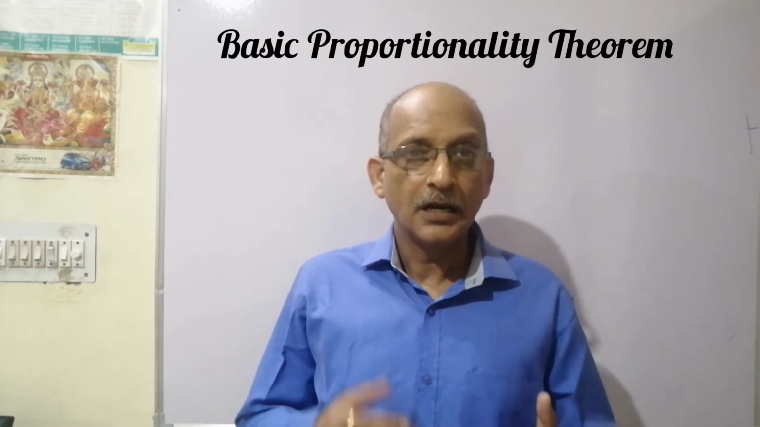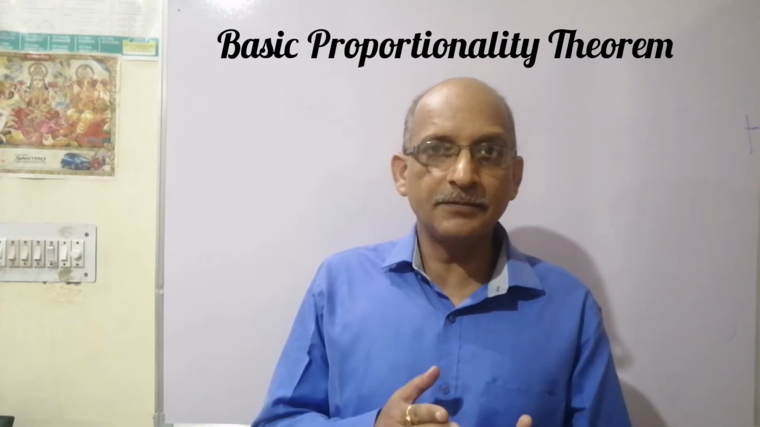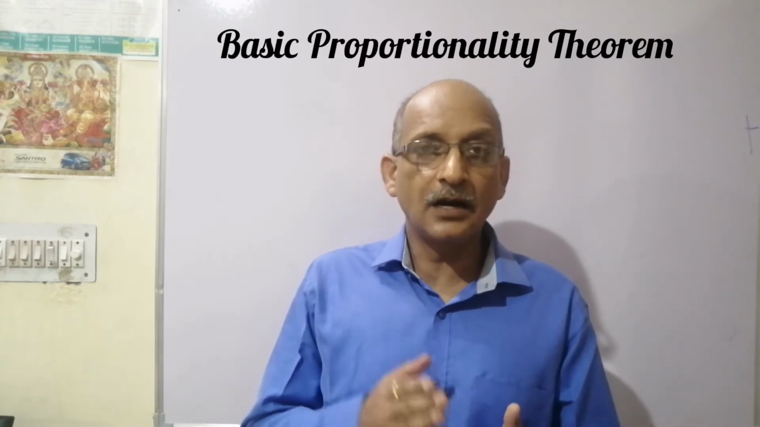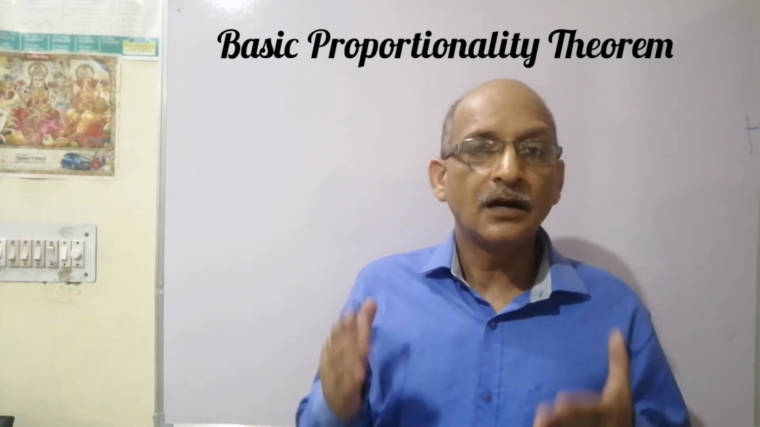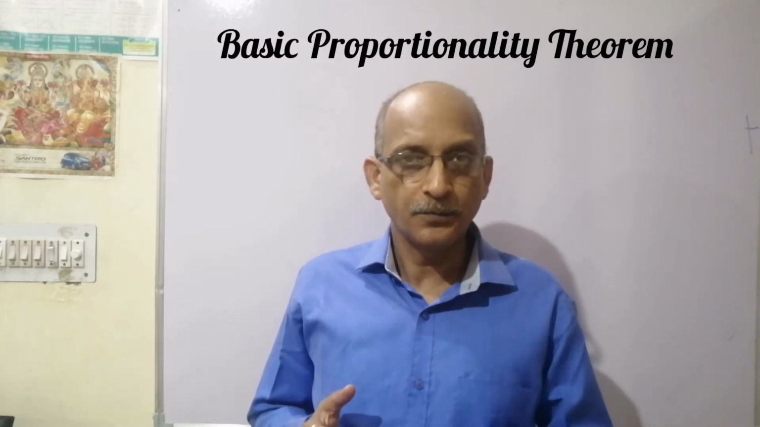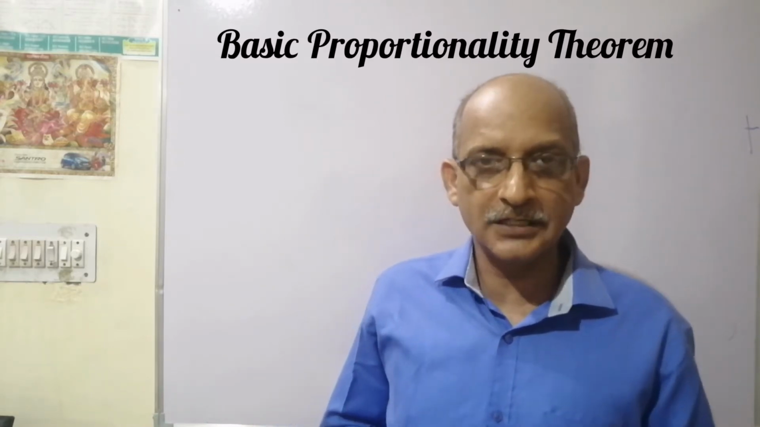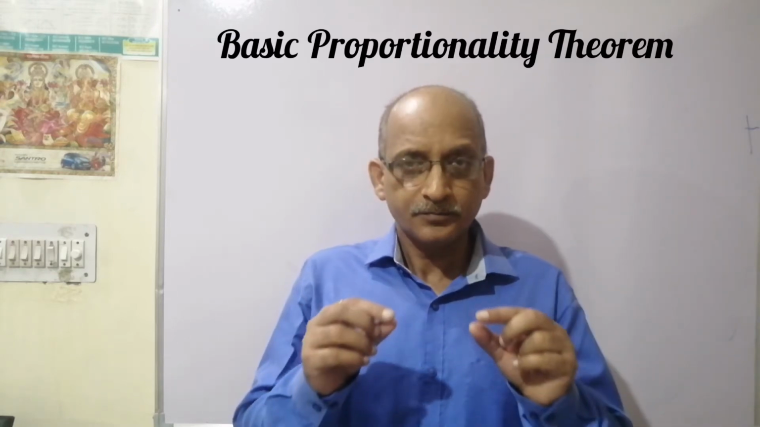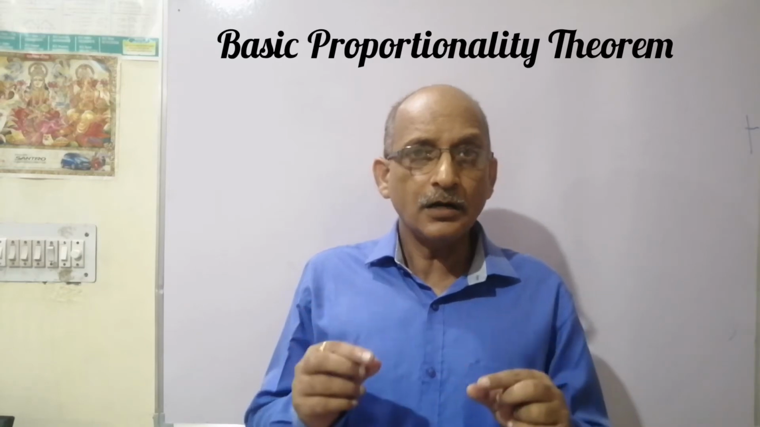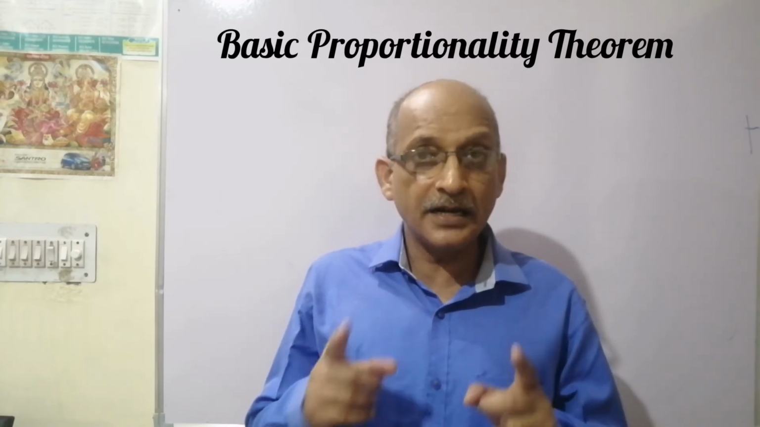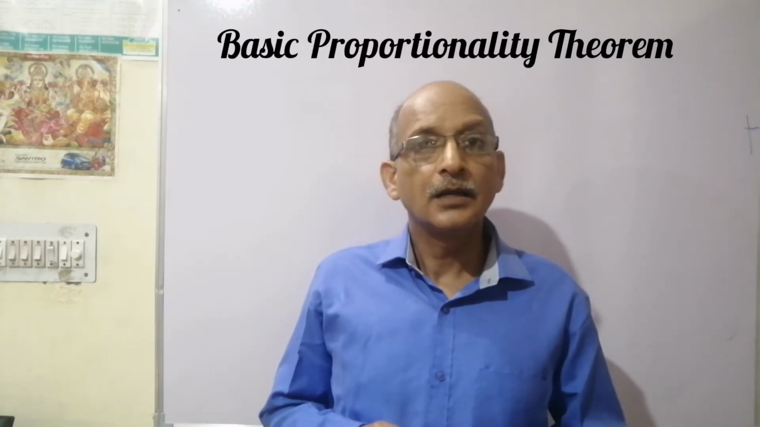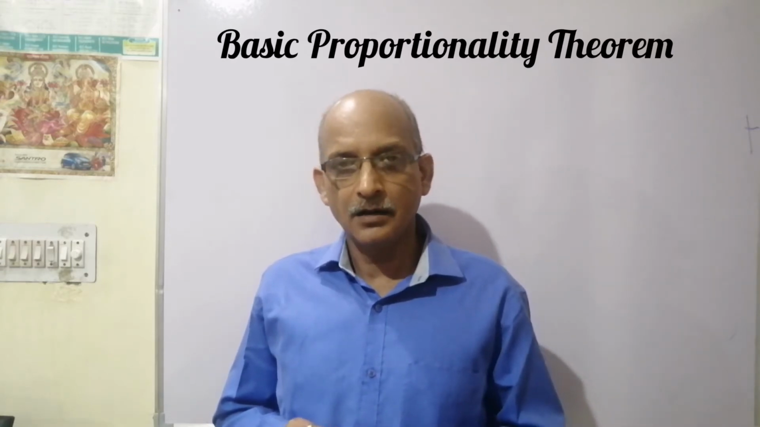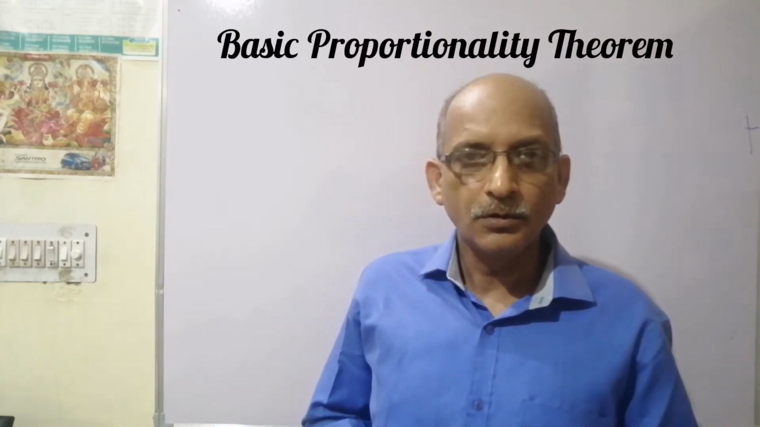Once again I am repeating, if a line is drawn parallel to one side of the triangle intersecting the other two sides at distinct points, then it divides the other two sides in the same ratio. Sometimes they say in the form of a question: in a triangle ABC, a line DE is drawn to intersect sides AB and AC respectively, then prove that AD upon BD is equal to AE upon CE. Clearly, DE is parallel to BC.